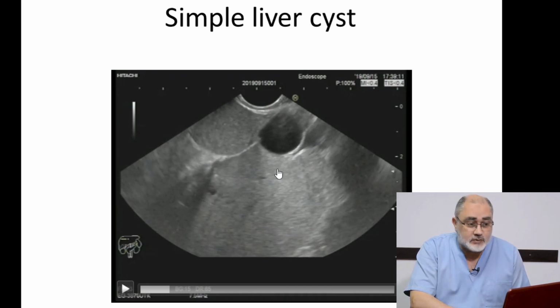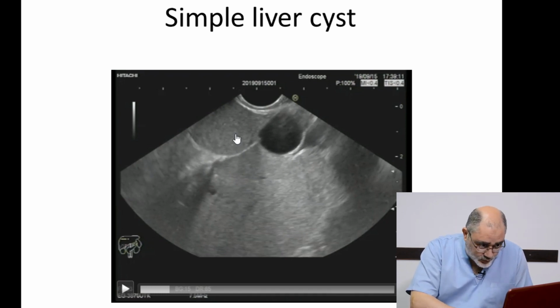Here are the segments of the liver. Segment 1 is between the echo endoscope and the ligamentum venosum, which is the caudate lobe, and segment 4A is in between the ligamentum venosum and the middle hepatic vein, and segment 8 is behind or next to the middle hepatic vein. So let us see the video.